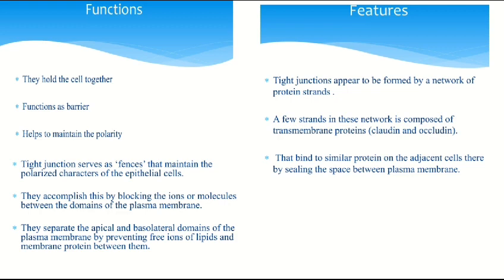Features. Tight junctions appear to be formed by a network of protein strands. The strands in this network are composed of transmembrane proteins, that is claudin and occludin. They bind to similar proteins on the adjacent cells, thereby sealing the space between the plasma membranes.